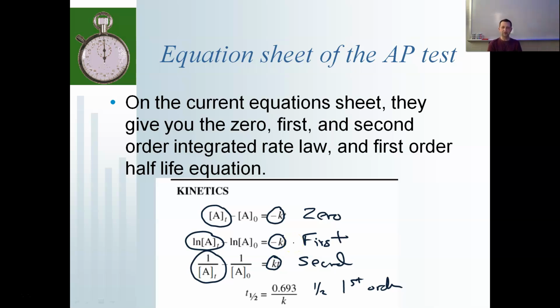Okay, so it's just a matter of using your equation sheet, knowing what's there, and knowing what you're looking for. So again, concentration versus time, slope negative k for zero order, natural log versus time, negative k for slope for first order, and second order, 1 over concentration versus time. And again, your slope is positive k.